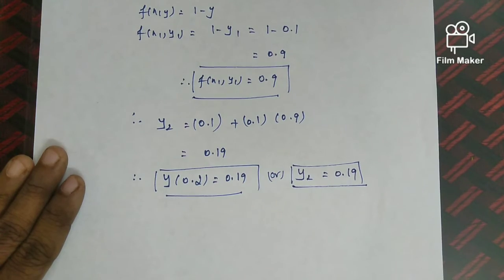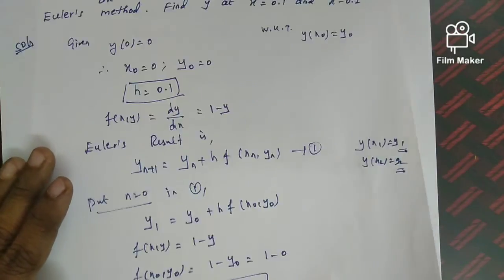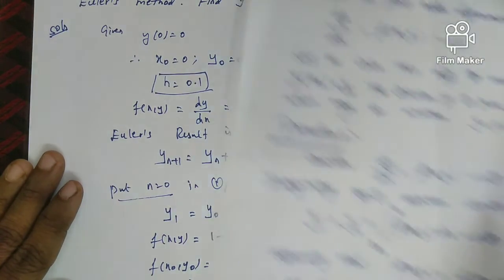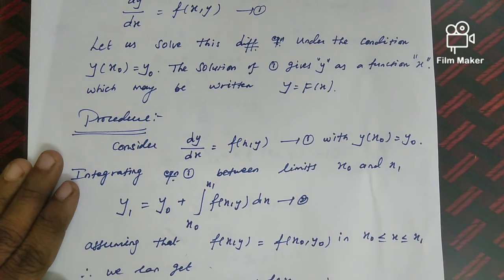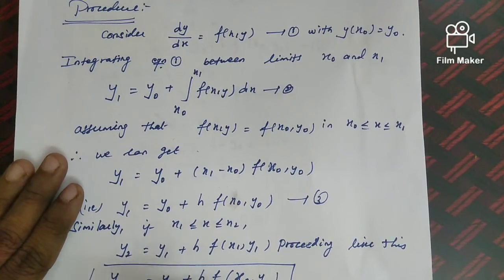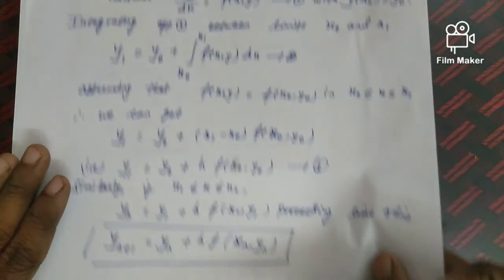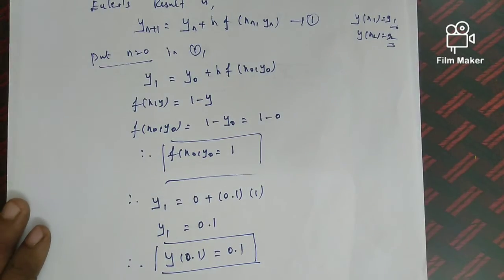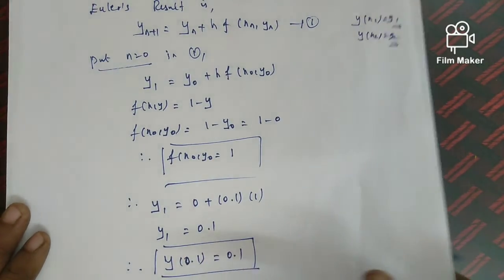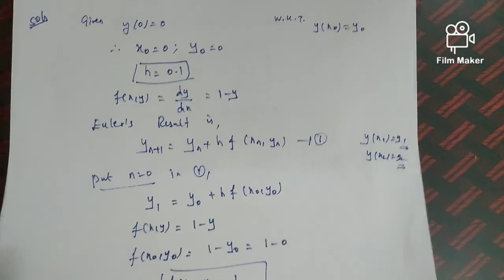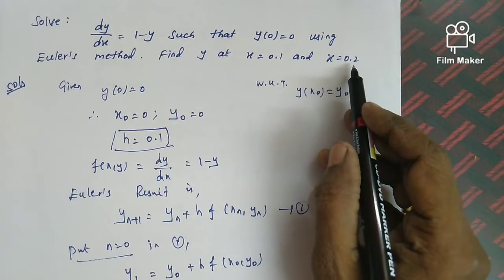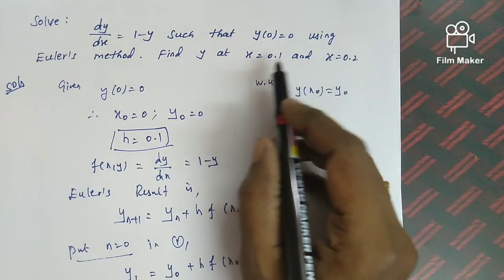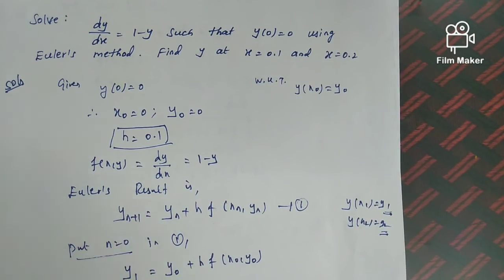Is it clear? So this is the way we have to do the problem under Euler's method. What is Euler's method? Under Euler's method, first we have to take the initial condition. With the initial condition and the differential equation, we write the Euler's result, y n plus 1 equal to y n plus h into f of x n, y n. In this, we have to put the value of n equal to 0 and n equal to 1. When n equal to 0, we get the first value of y, and when n equal to 1, we get the second value of y. See, in this question, it's given to find y at 2 points. If it is only 1 point, it is enough to put n equal to 0.